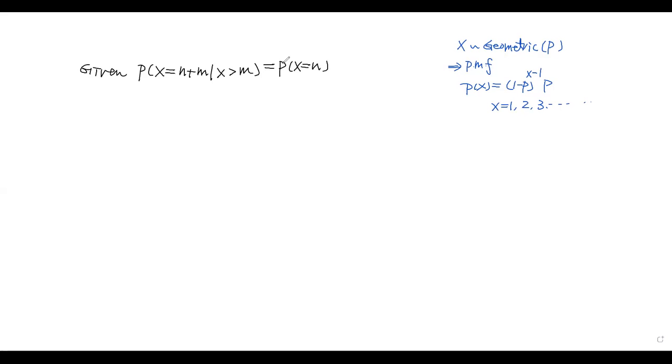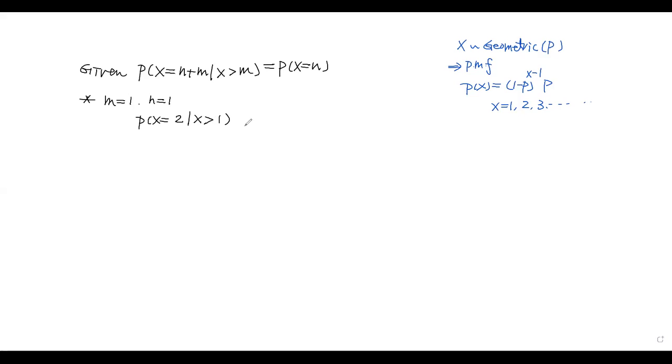Okay, so let's take a look. Let's find a few simple cases. The first situation: let m equal 1 and n equal 1, a simple one. Then what do I have? I have X equal to 2, given that X is greater than 1. Then this is going to equal the probability that X equals 1. I'm going to write this P(X equals 1) down later.